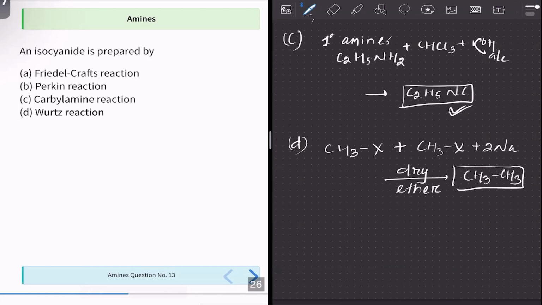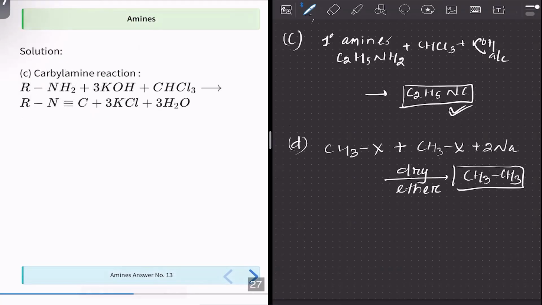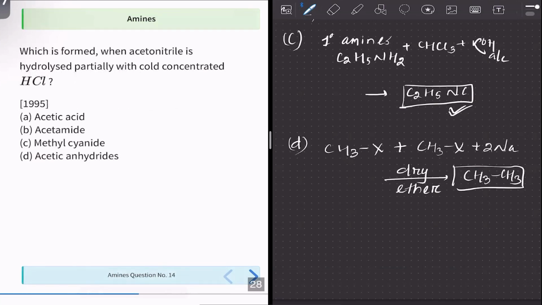Okay. So let's move on to next question. The answer here is option C, that is carbylamine reaction. This is the reaction: RNH2 + 3KOH + CHCl3 will produce an isocyanide RNC, and byproducts will be 3KCl and 3H2O. So you have to remember the byproducts also. Sometimes, not frequently, but sometimes it asks about the byproducts also. Okay, so let's move on to next question, question number 14.